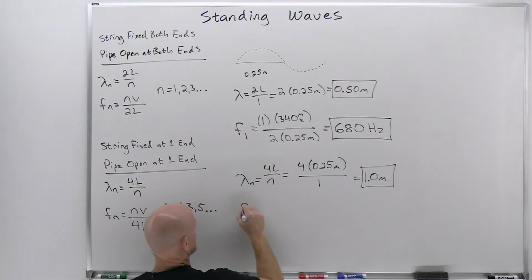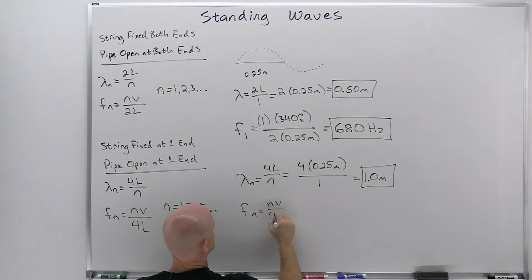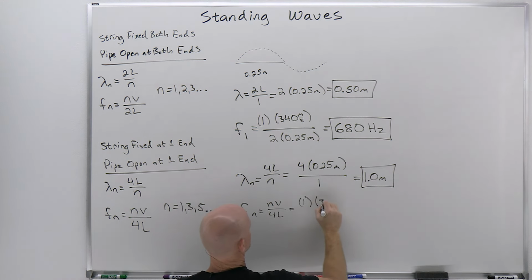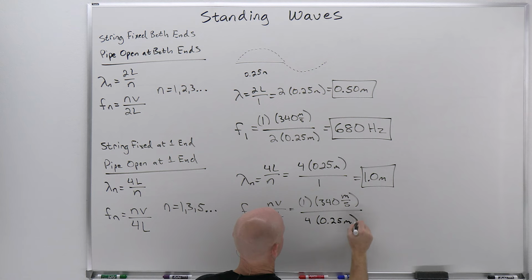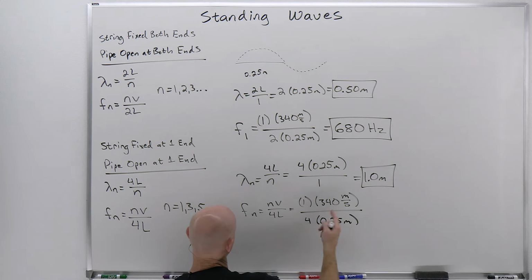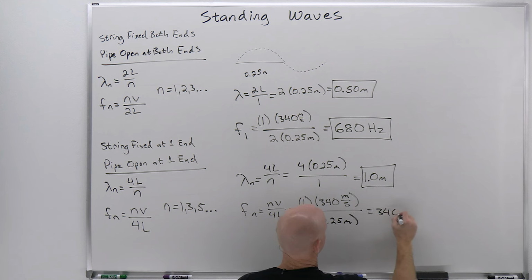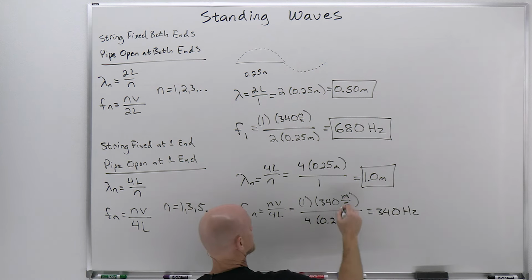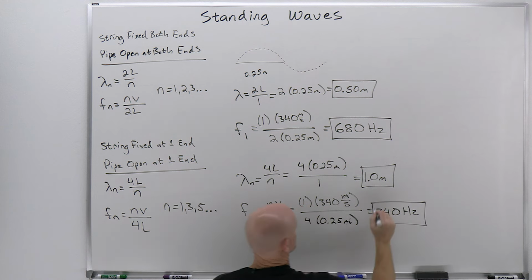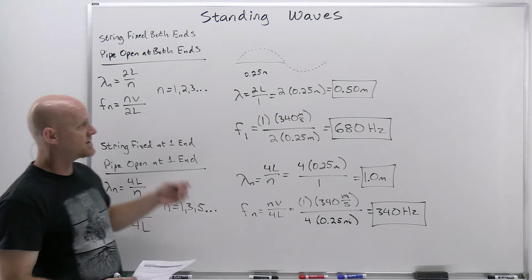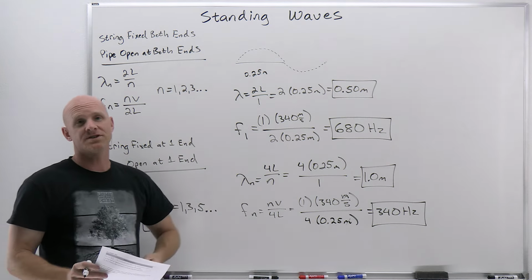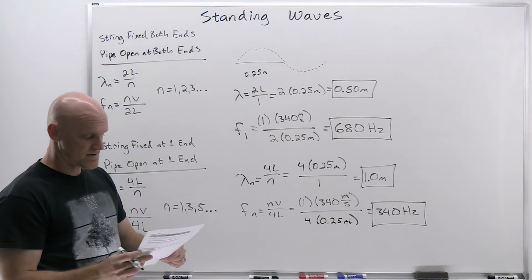Okay, and then the fundamental frequency, which is nv over 4L, is going to equal 1, times the 340 meters per second we were told to use, all over 4L, which again is 4 times 0.25 meters. 4 times 0.25 is 1, 340 divided by 1 is still just 340, and again, units here are hertz, the meters parts cancel. And so again, same question, just dealing with a string fixed at one end instead of two. And the key is just knowing which set of equations you need to use based on which kind of string or which kind of pipe you've got.